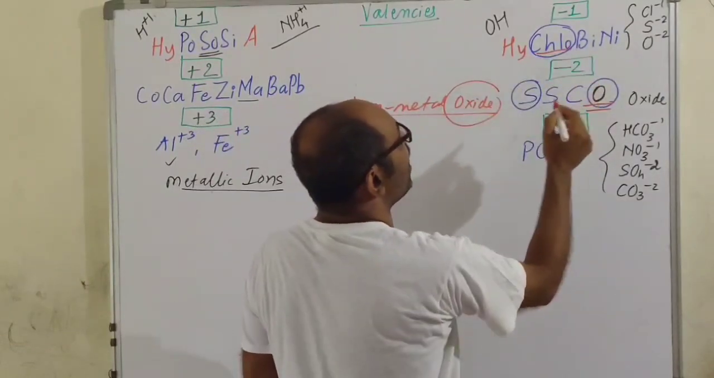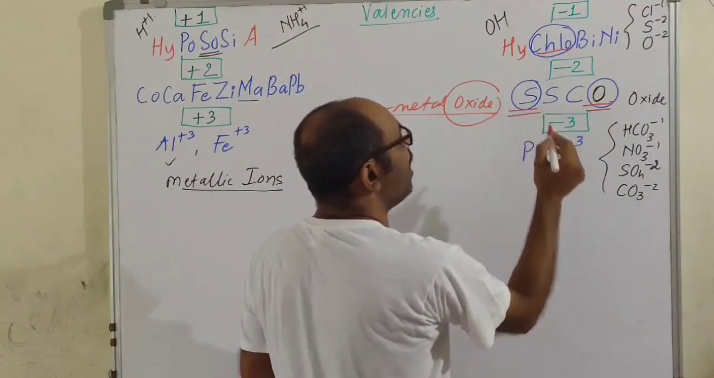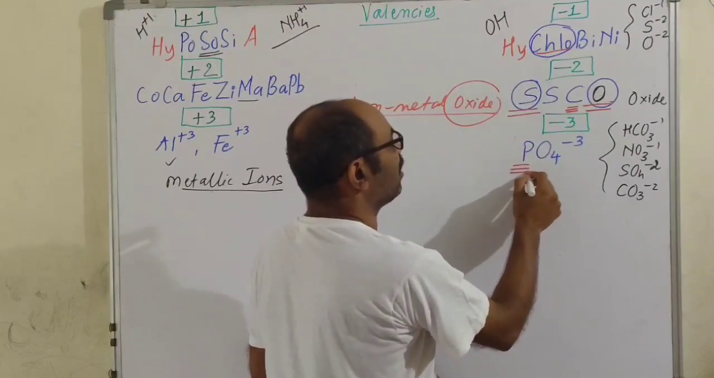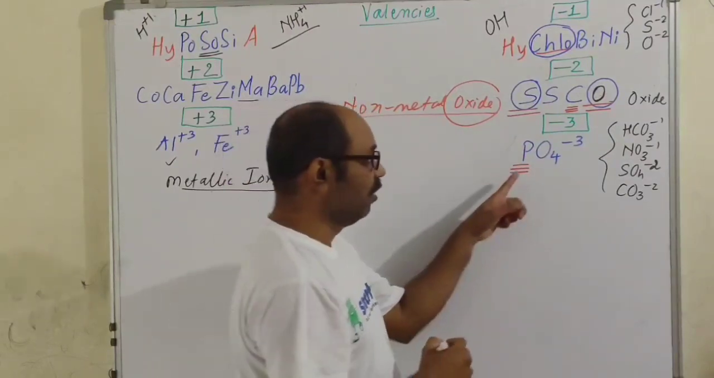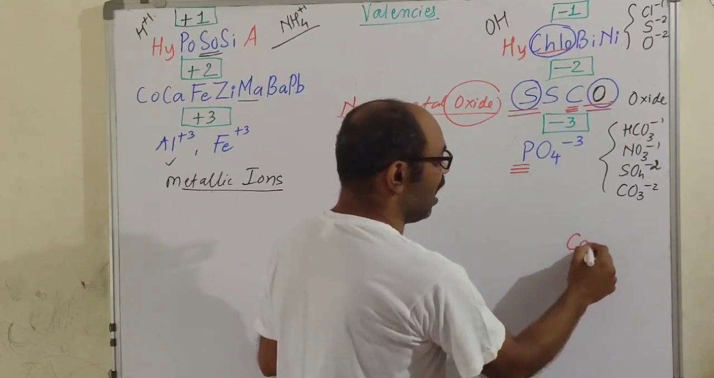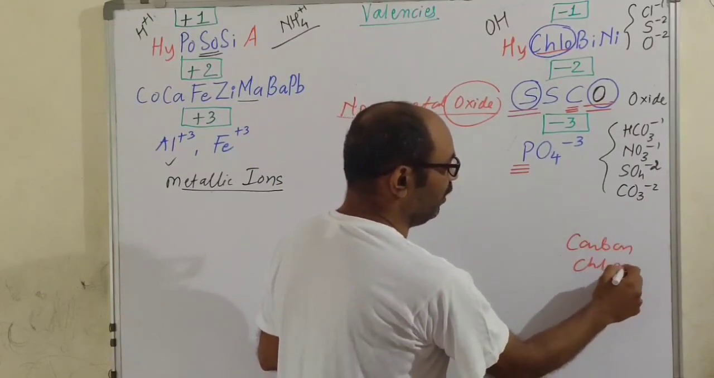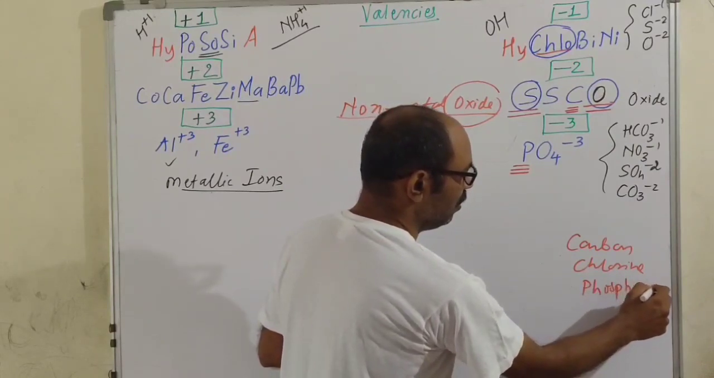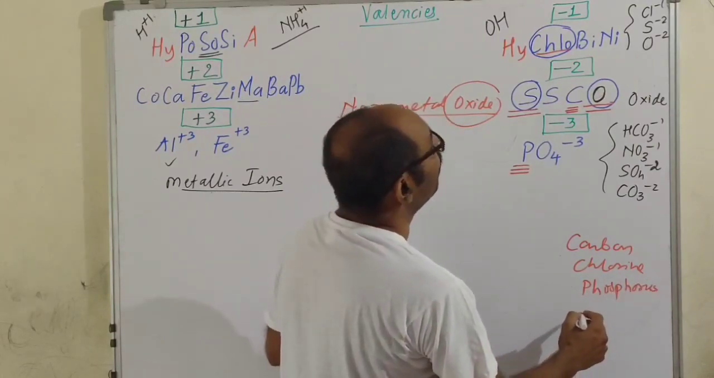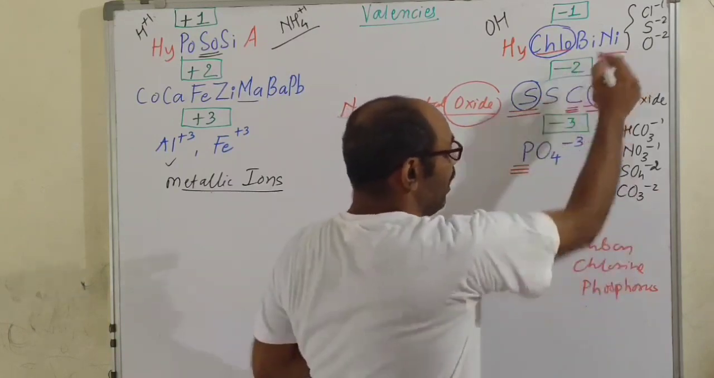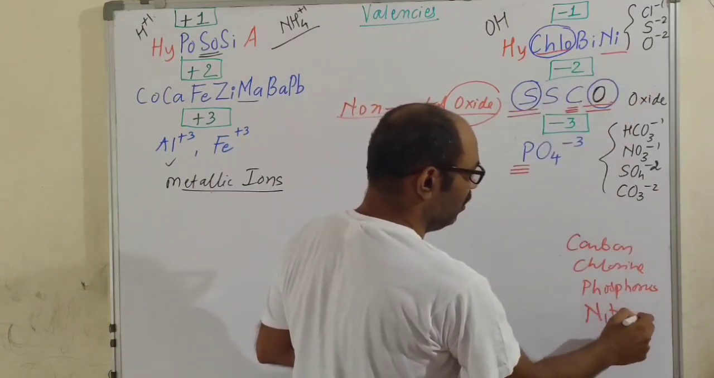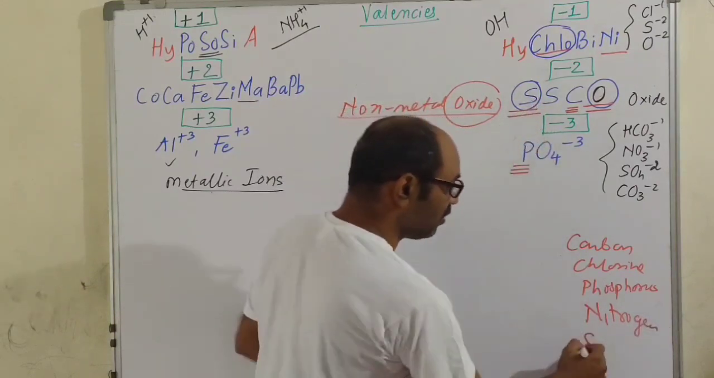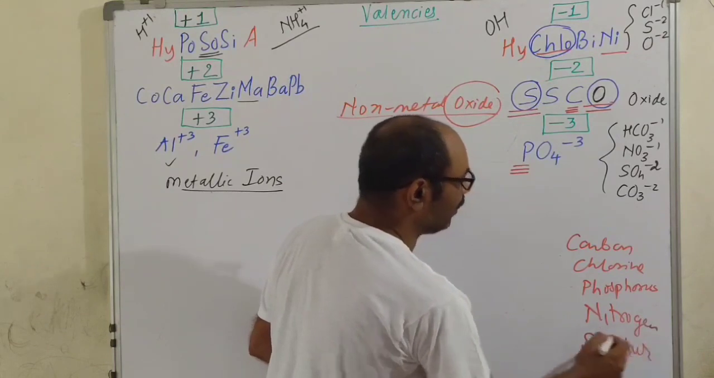ये क्लोरीन है, सल्फर है, ये कार्बन है, कार्बोनेट का कार्बन, फॉस्फोरस का फॉस्फेट, फॉस्फेट का फॉस्फोरस. सो कार्बन, क्लोरीन, फॉस्फोरस, देन नाइट्रोजन, नाइट्रेट में नाइट्रोजन है, नाइट्रोजन, ऑलराइट, सल्फर, बस इतने याद रखो.